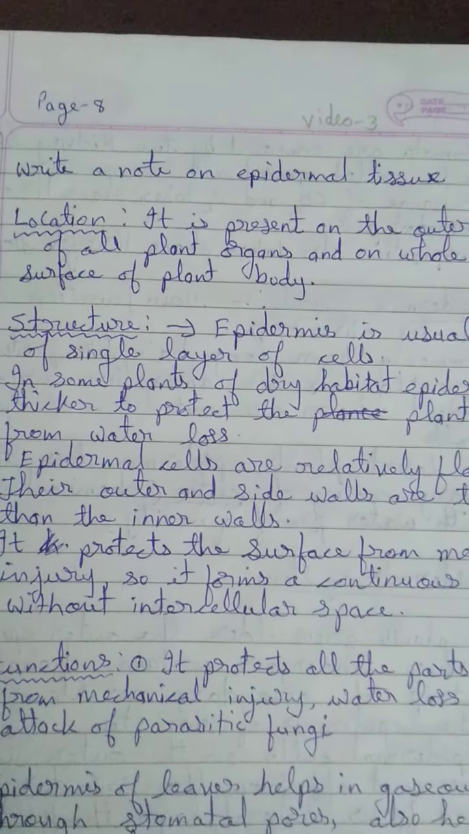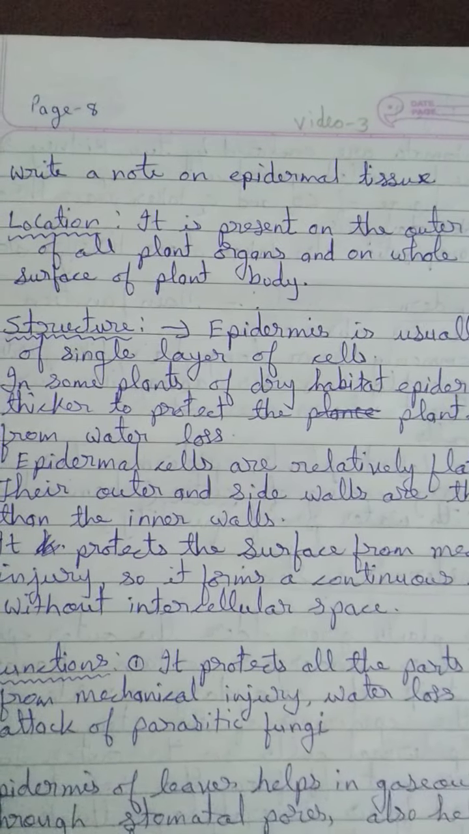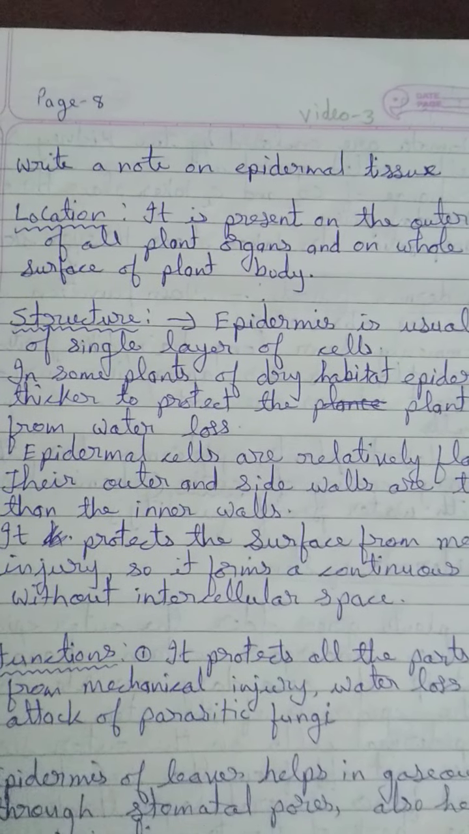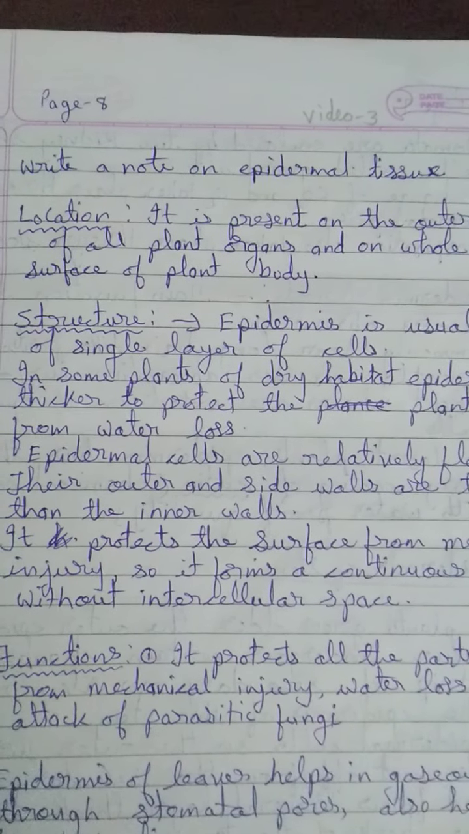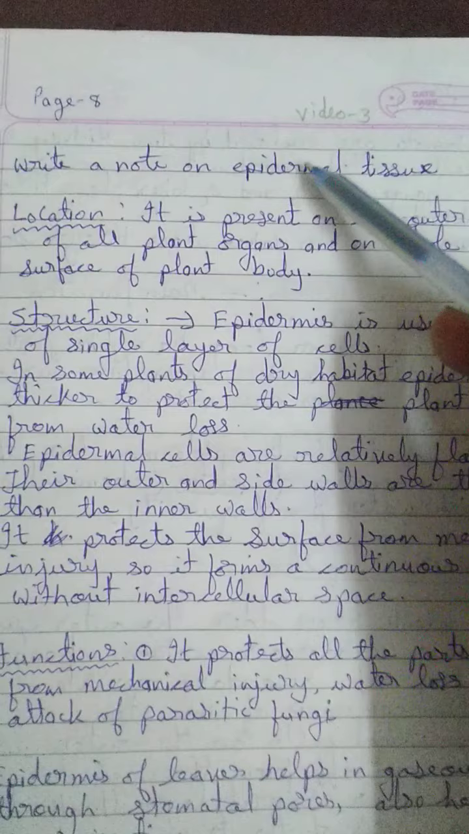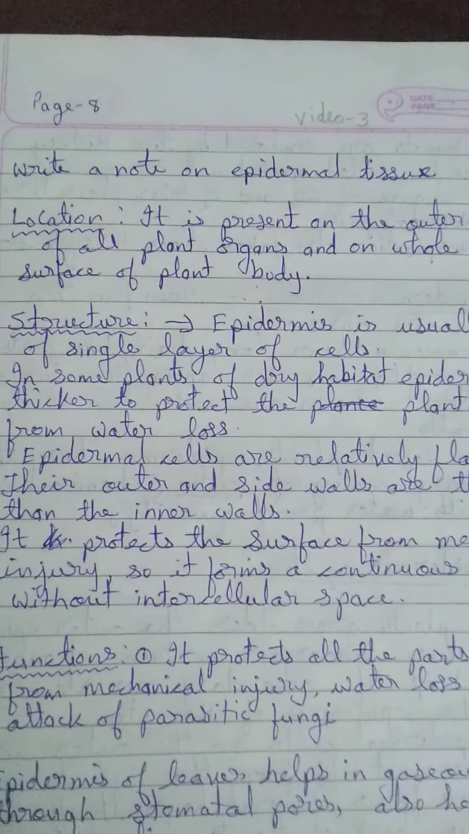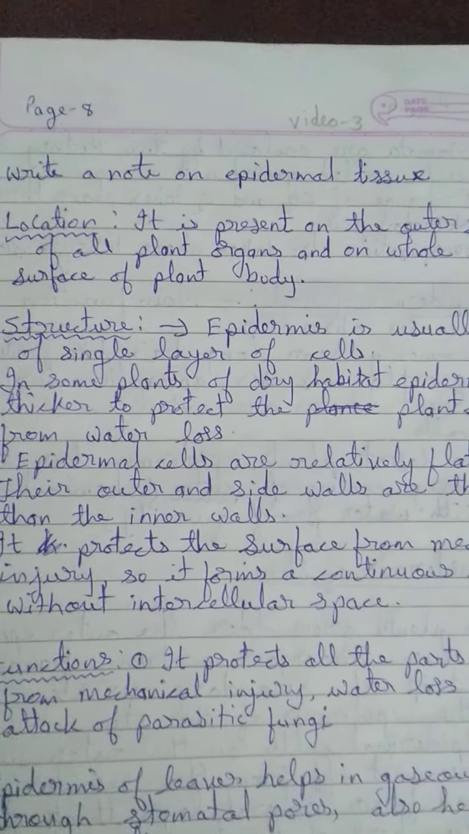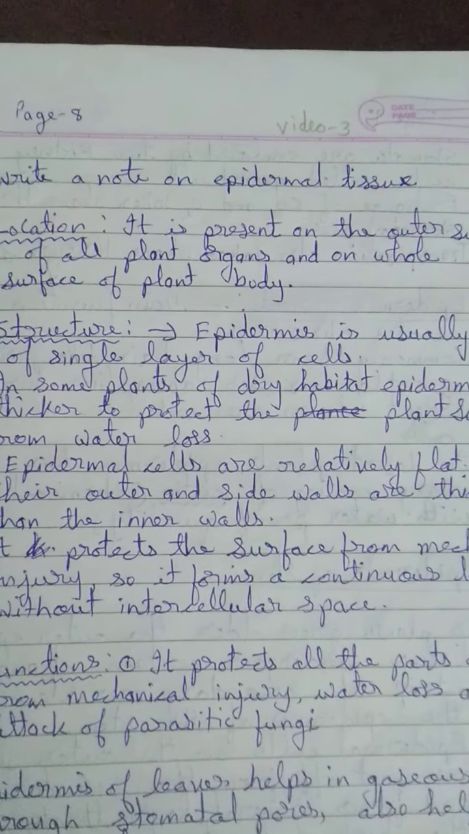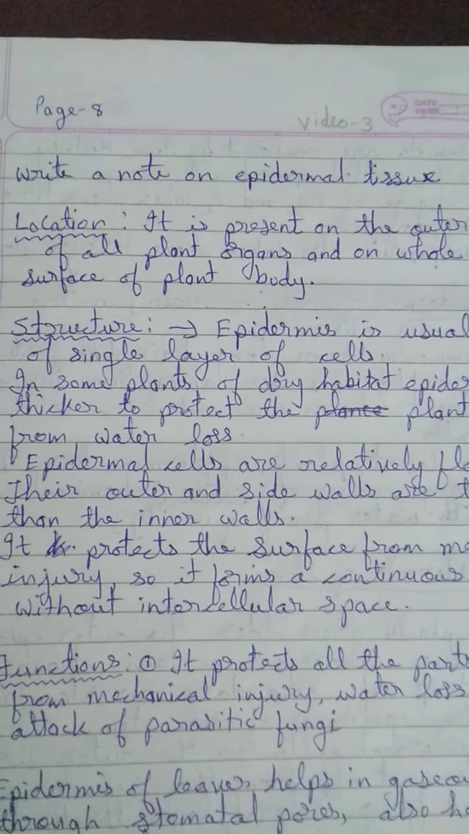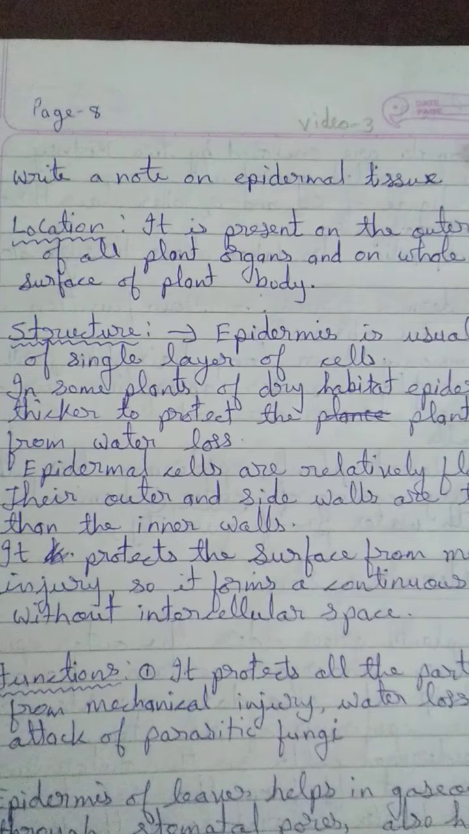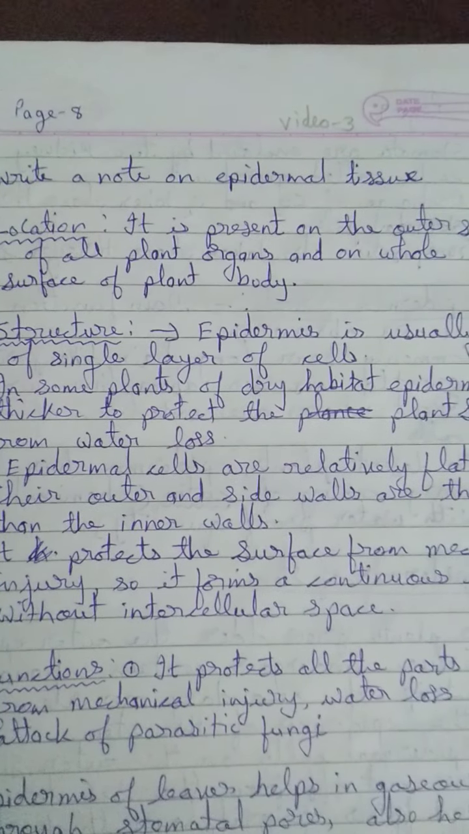Hello students, we are learning lesson 6, tissues, and this is video 3 of the chapter. Today we are going to learn about epidermal tissue. Previously we have learnt about the simple permanent tissues, that is collenchyma, sclerenchyma and parenchyma, and now we are going to learn about another tissue that is called epidermal tissue.